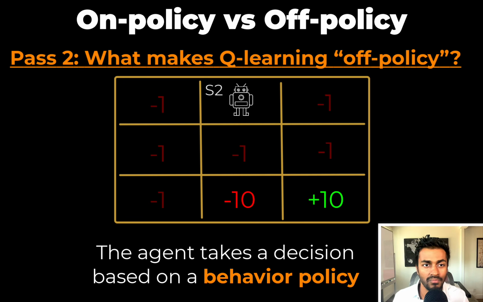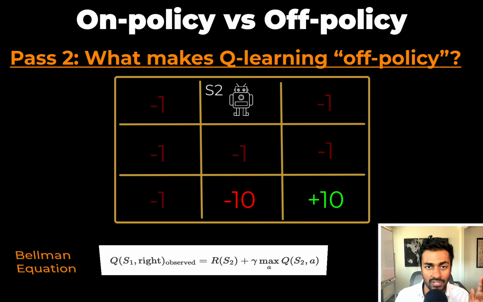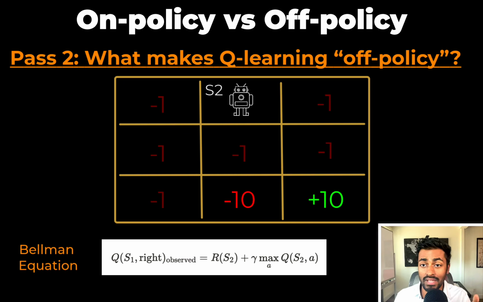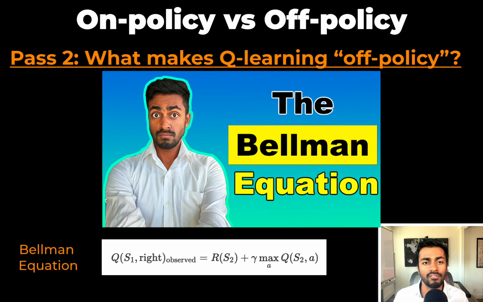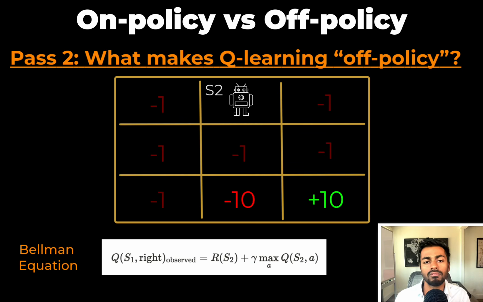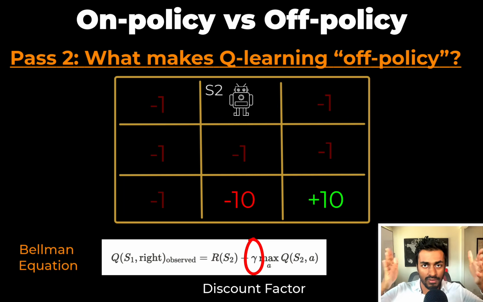Let's call it S2. Now, let's calculate the observed Q value. This is given by the Bellman equation, which, by the way, defines a recursive relationship between Q values. For more information, I would recommend checking out my video on this topic. The total reward observed is the reward that we receive in transitioning into state S2, plus the maximum possible reward that we can receive when being in state S2. Gamma here is a discount factor that describes how much importance we want to give to future rewards as opposed to immediate rewards. It's a number between 0 and 1.